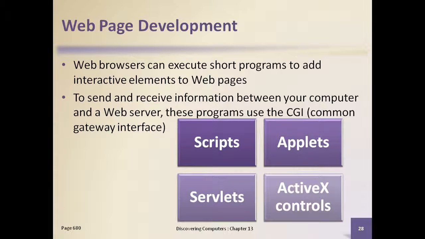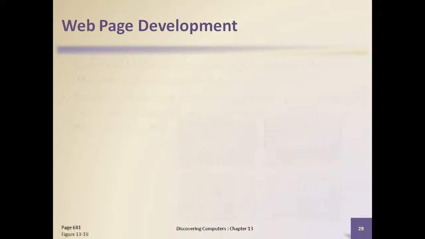A web browser can execute programs to identify elements on a web page and to send and receive information between your computer and a web server. The programs use the CGI (common gateway interface), script, applet, servlet, ActiveX control.